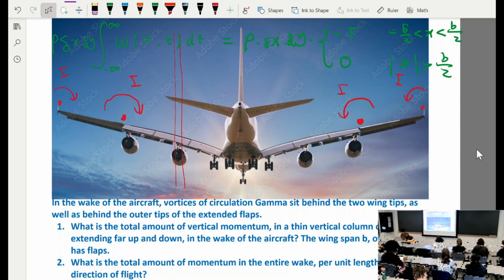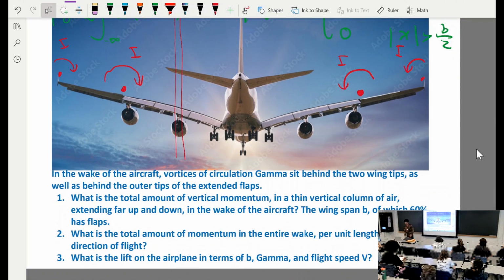Now we have two pairs of vortices. Can you figure out what is the total amount of vertical momentum in a thin column of air as a function of where you are? So this lecture we're going to start with this exercise. Please come up and see if you can figure this out. Now these exercises are getting more difficult and less routine. Now you have to actually think about what you have learned previously and adapt.